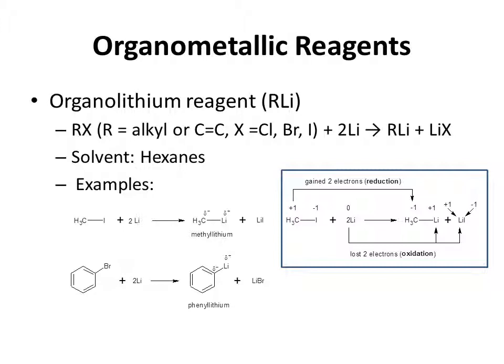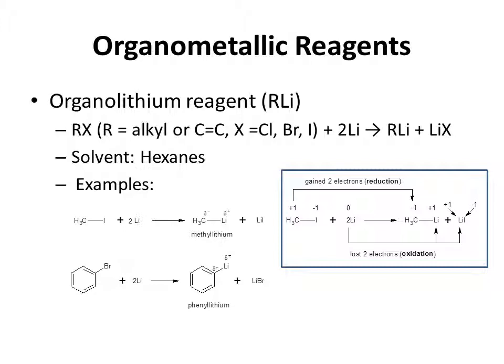If you take methyl iodide and 2 equivalents of lithium, you'll get methyl lithium plus lithium iodide. Note that the carbon has obtained a partial negative charge because it's bound to the metal lithium, which is partially positive. That is the polar covalent bond, which allows methyl lithium to dissolve in organic solvents. If you use bromobenzene and react that with 2 equivalents of lithium, you'll get phenyllithium plus lithium bromide, and you'll have a partial negative charge at that sp2 hybridized carbon bound to a partially positive lithium atom.